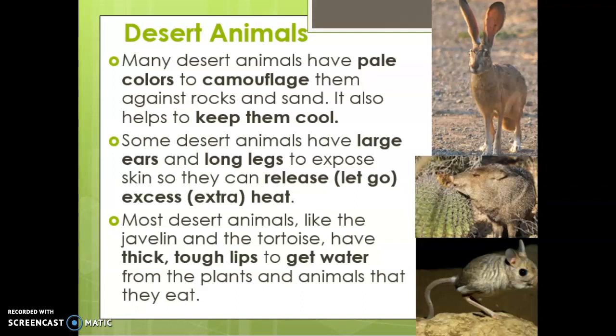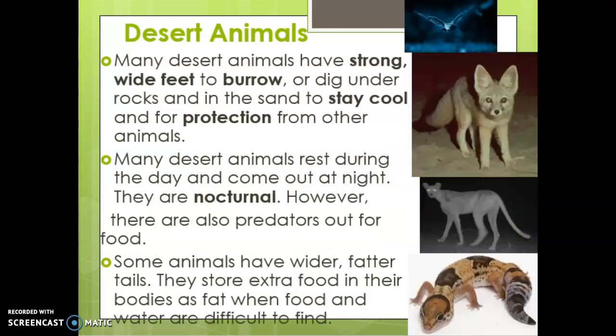Most desert animals, like the javelina and the tortoise, have thick, tough lips to get water from the plants and animals that they eat, as shown in this photograph. Many desert animals have strong, wide feet to dig or burrow under rocks and in the sand to stay cool and for protection from other animals.